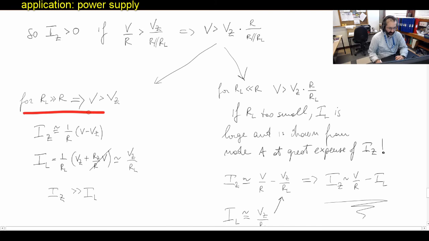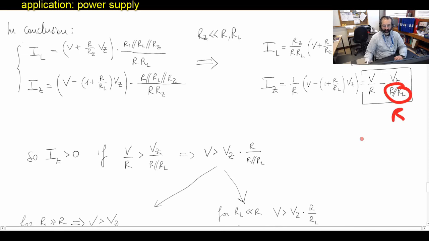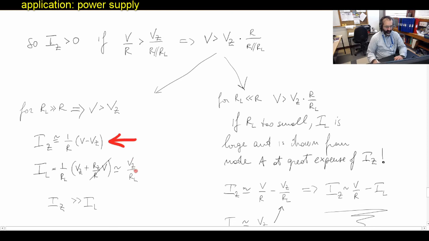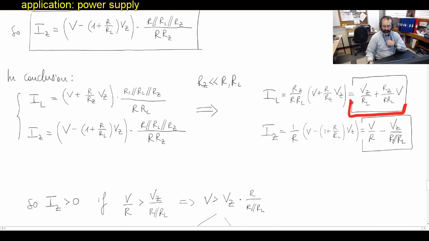And in this particular case, if we continue, we can further simplify IZ now. So we can write simply IZ in this way, because we are effectively saying that this parallel here is effectively R. And so we can factorize, and so we can write IZ in this way. And also we can calculate IL from this relation here, assuming that RL is much bigger than R. And so, obviously, this term can effectively be dropped. That's why I have IL is effectively VZ over RL.